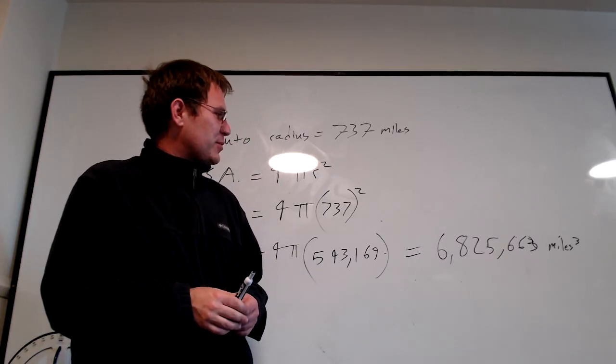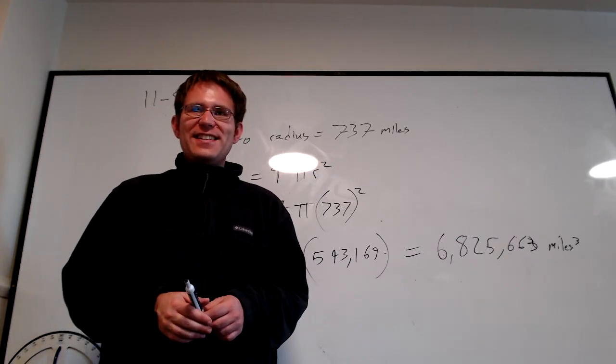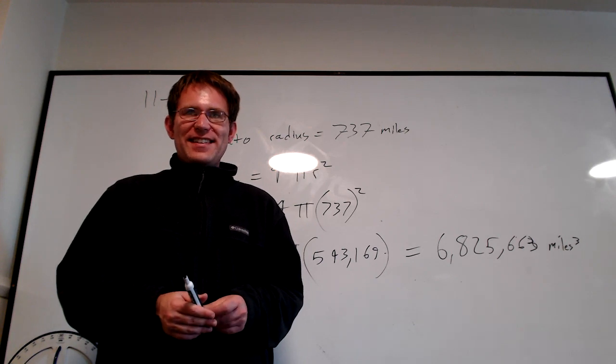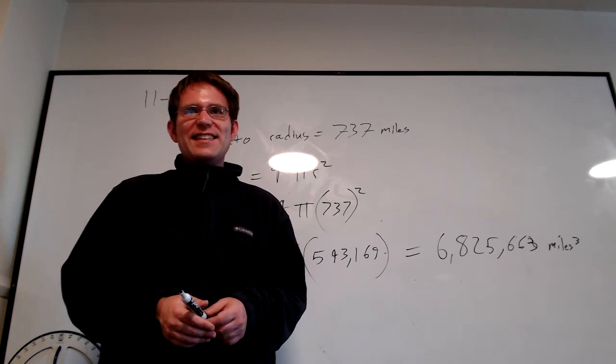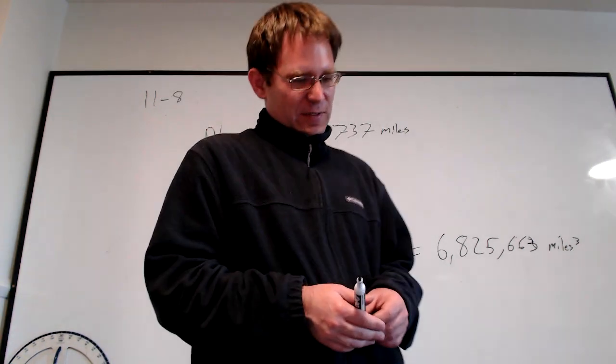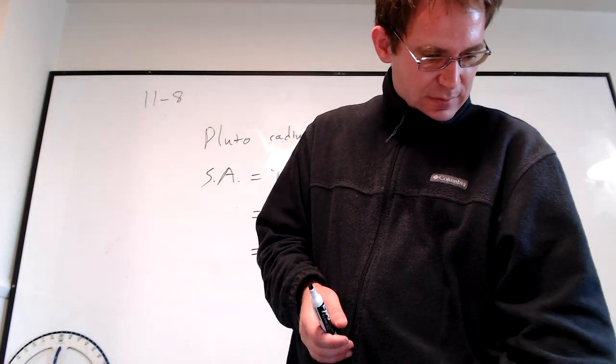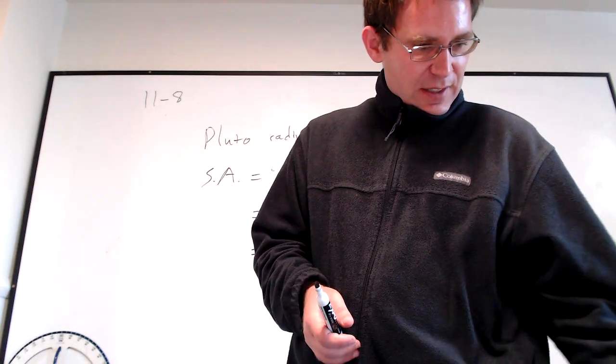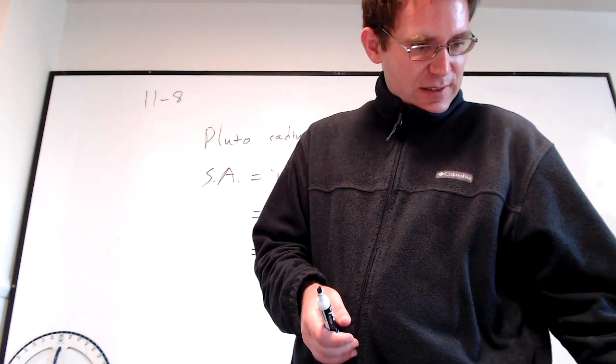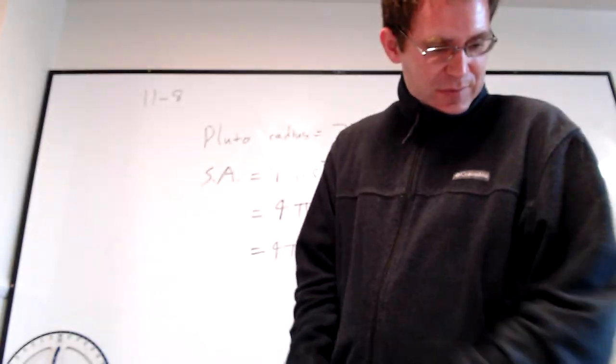So that's a lot of surface area. Can you even visualize 1 mile by 1 mile by 1 mile? No, I can't either. So that's how big Pluto is. It's that many million of those. That's a big planet. Not as big as Earth, but it's a big planet.